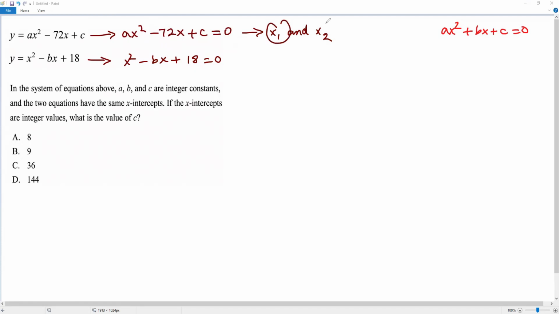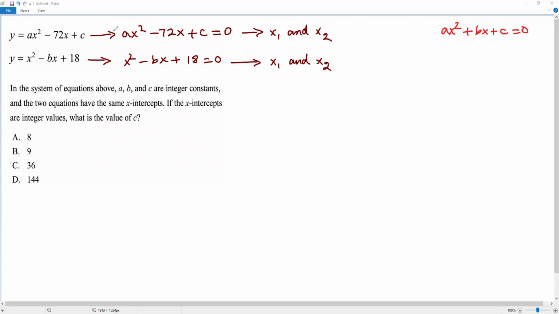That is, this x1 and x2 are the two x-intercepts of the first quadratic function, because we got these values x1 and x2 by plugging in y equals to 0. And the information says both the functions have the same x-intercepts. That is, the solutions of both the quadratic equations are same. So already we have assumed x1 and x2 are the two solutions for the first quadratic equation. The same solutions I will have for the second one as well.